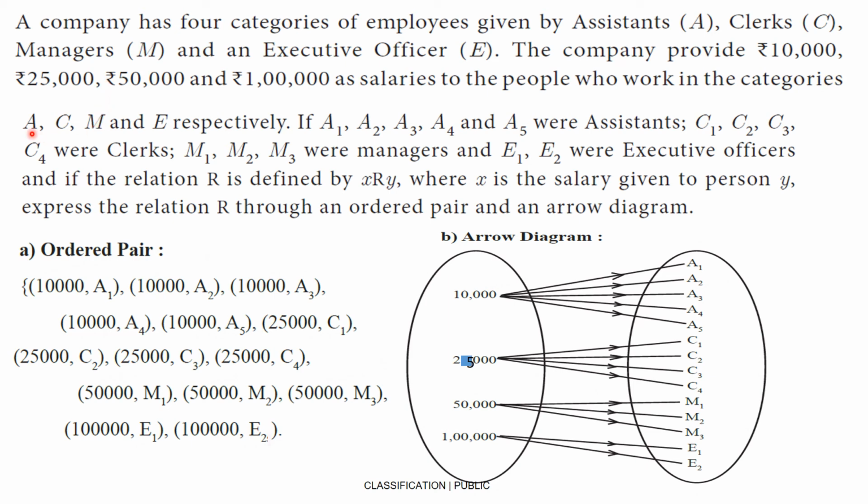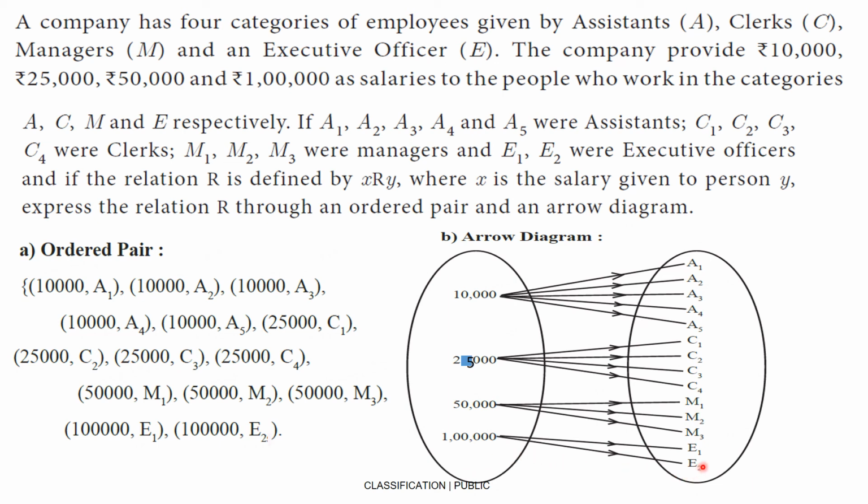That is, A has 5 members, A1, A2, A3, A4 and A5. C has 4 members, C1, C2, C3, C4. And M has 3 members, M1, M2, M3. Executive officer E has E1 and E2. So 10,000 is related to the A category, 25,000 to the C category, 15,000 related to M and 1 lakh related to E.